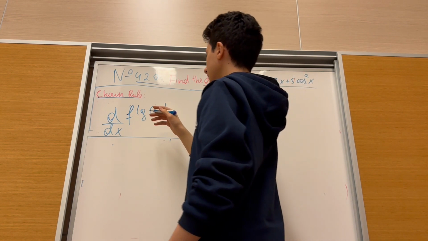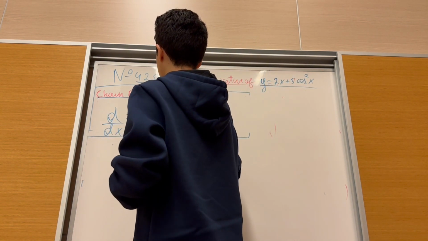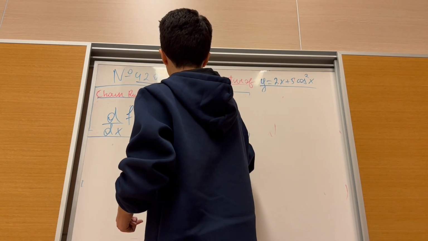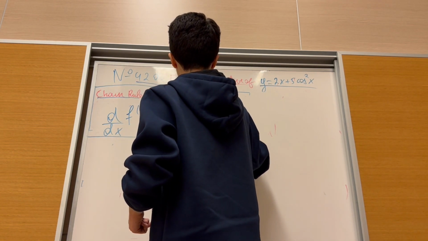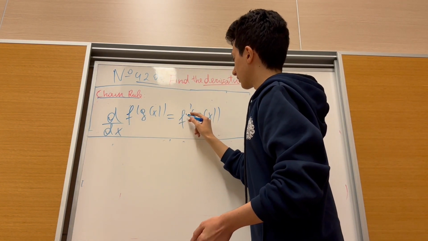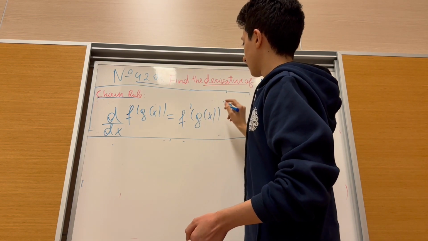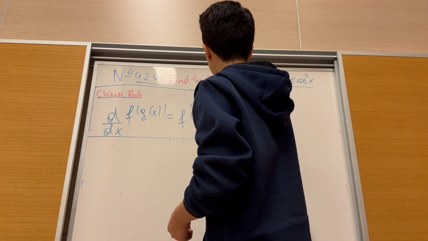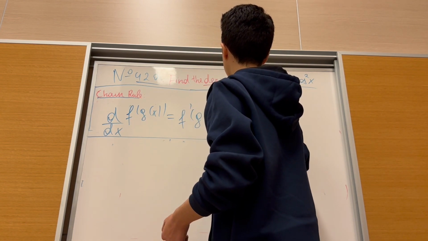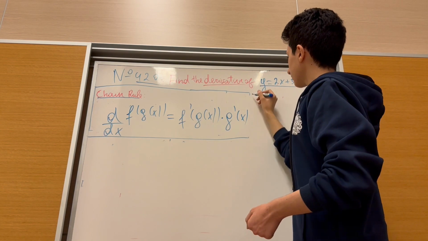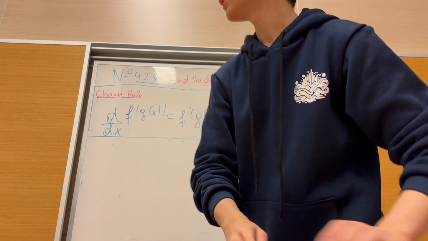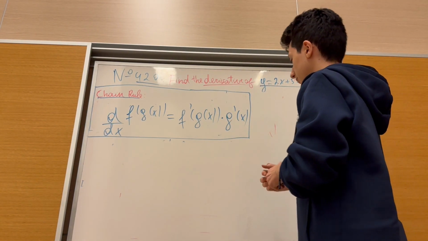The chain rule says that in this particular example, the derivative will be the derivative of f(g(x)) with respect to x. We find the derivative of f and then apply g(x). But it's not done. Then we'll multiply it by the derivative of g(x) itself, sorry. Now we're done. And let's apply it to our function.